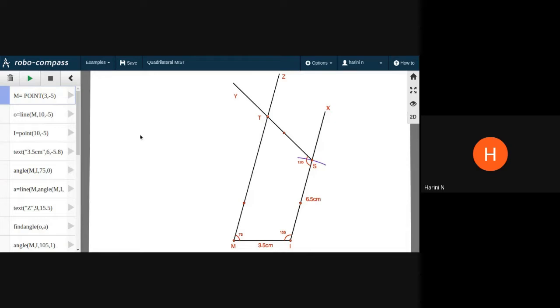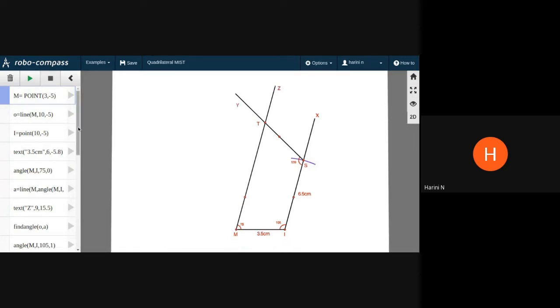This is the third case that we are doing, where you are given three angles and two sides for a quadrilateral. And this is the same thing that I have shared with you in the video. The same construction, now I'm going to show it to you one by one, the steps to be followed.